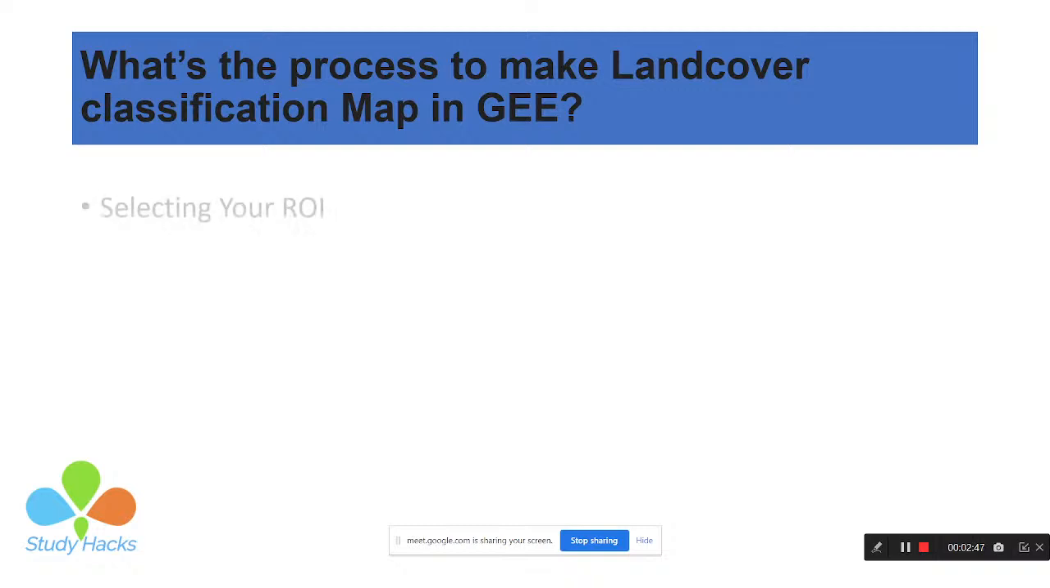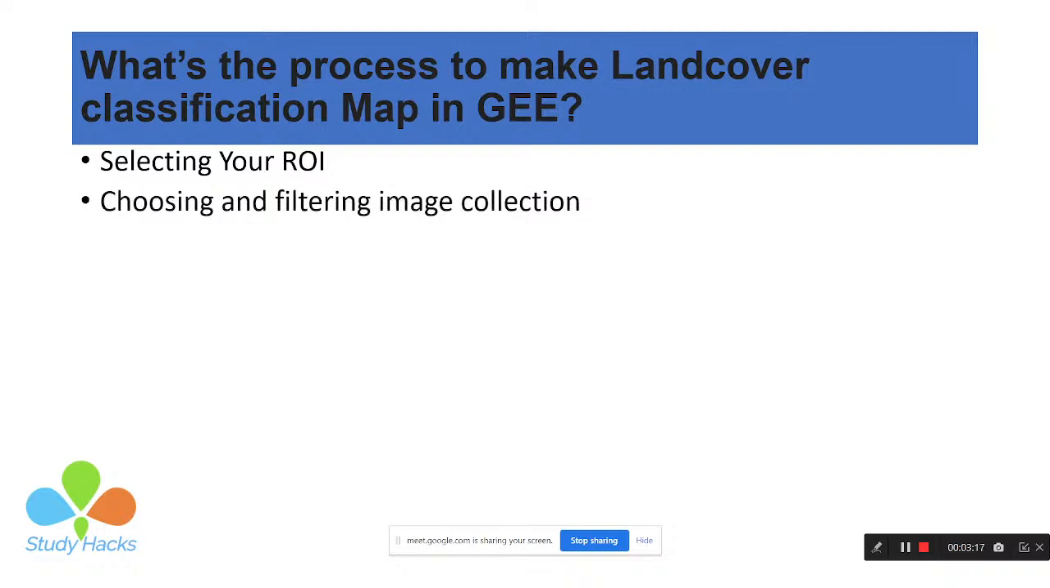Okay, so first of all, we need to select our region of interest. Suppose you want to make the land cover classification map for any region of Dhaka city or another district. We can easily select our ROI, and then make the land cover land use map using this Google Earth Engine platform.